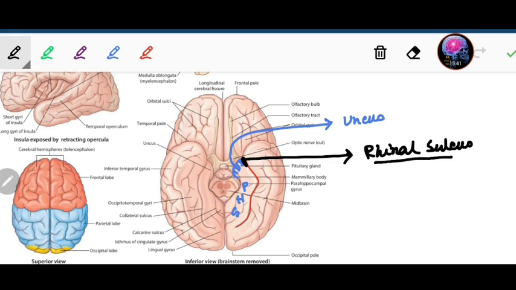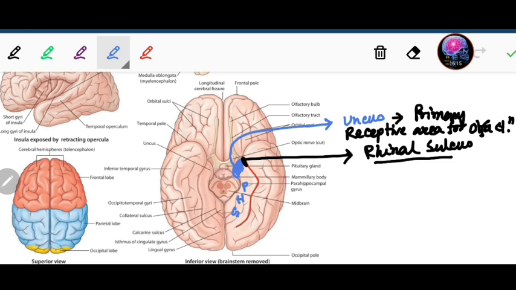The uncus forms a part of the pyriform lobe, and it acts as the primary receptive area for olfaction. The uncus is continuous behind with the parahippocampal gyrus. And the parahippocampal gyrus is limited laterally by the collateral sulcus. That is obvious. This is the collateral sulcus.